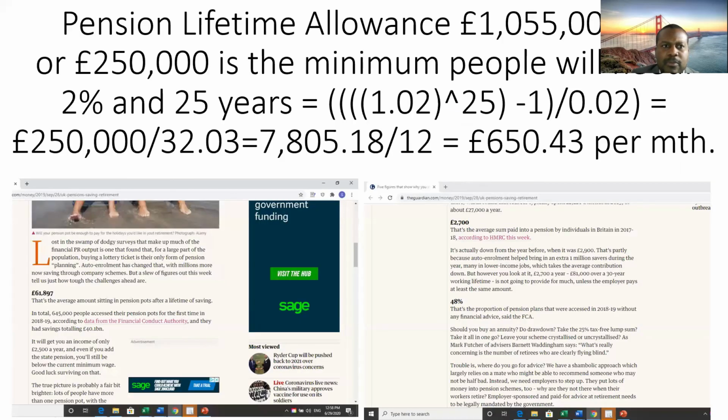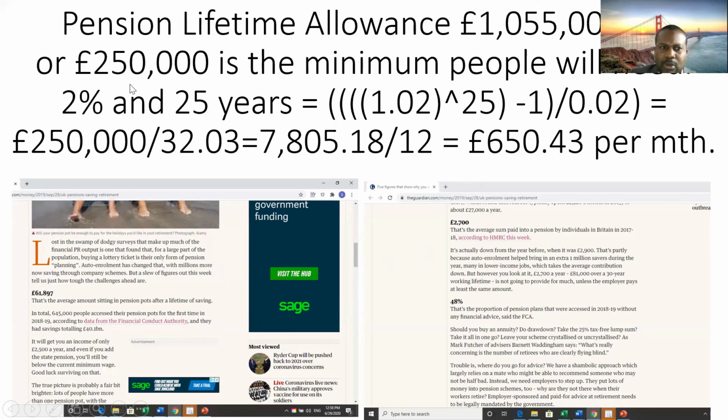We know here in the UK, the lifetime allowance is 1,055,000. Up to this figure, you will not be taxed. Anything above that, you will be taxed additionally. The minimum that the government would like us here in the UK to have, and you can find your information based on the country you live in, is 250,000.